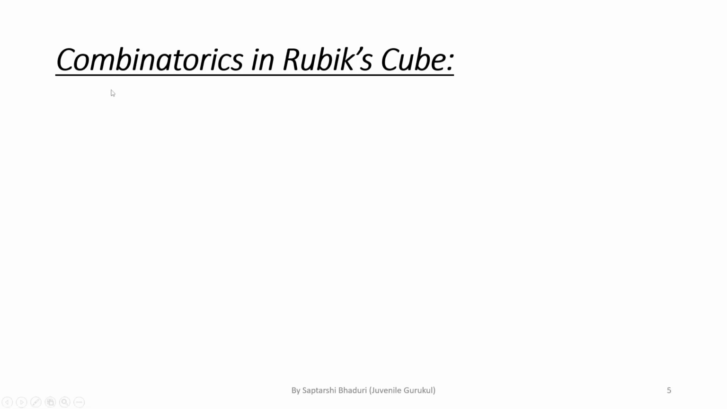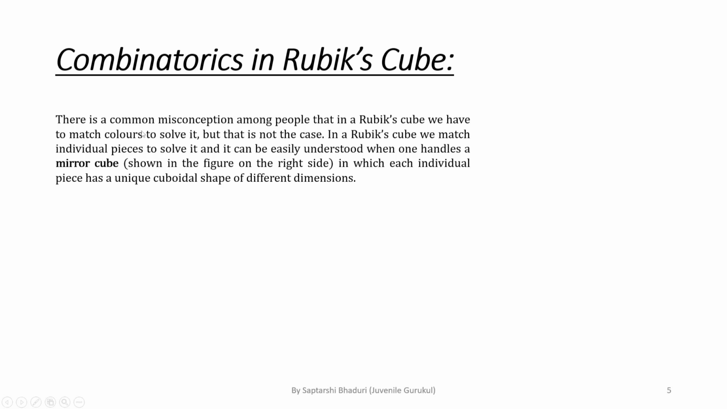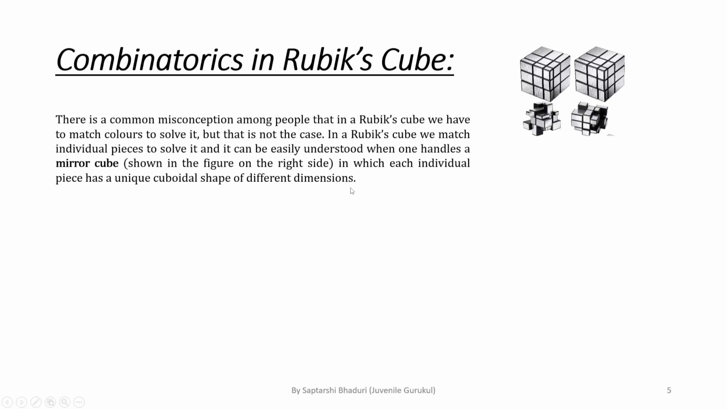Now we arrive at combinatorics in Rubik's cube. There is a common misconception among people that in a Rubik's cube we have to match colors to solve it, but that is not really the case. In a Rubik's cube, we actually have to match individual pieces to solve it, and it can be easily understood when one handles a mirror cube, in which each individual piece has a unique cuboidal shape of different dimensions. Here I have shown a mirror cube.